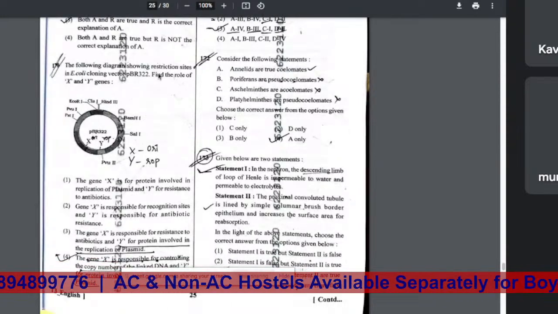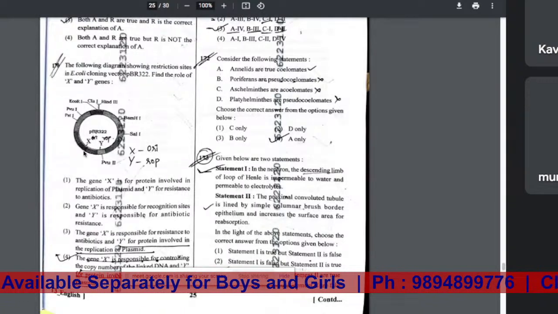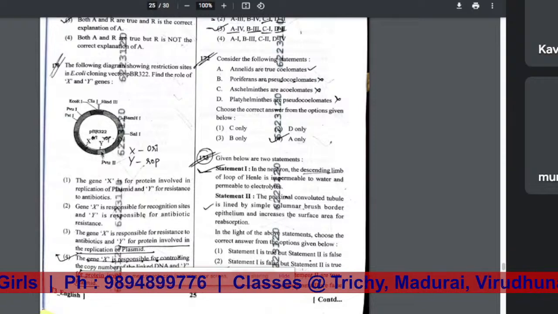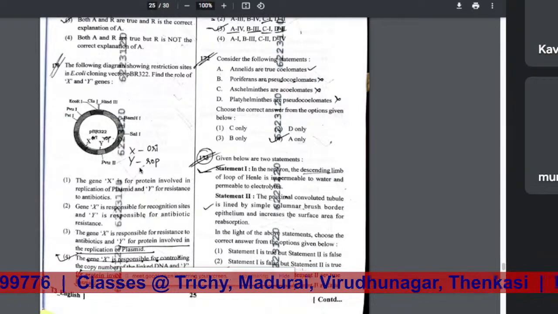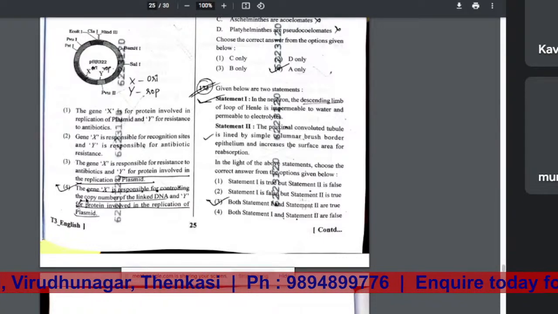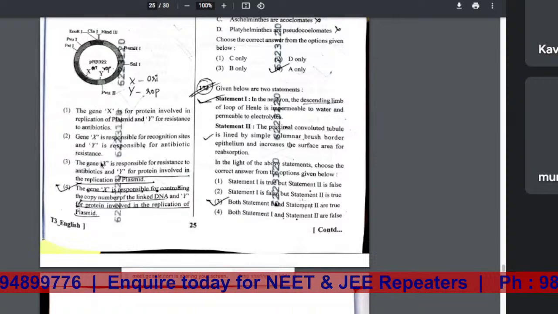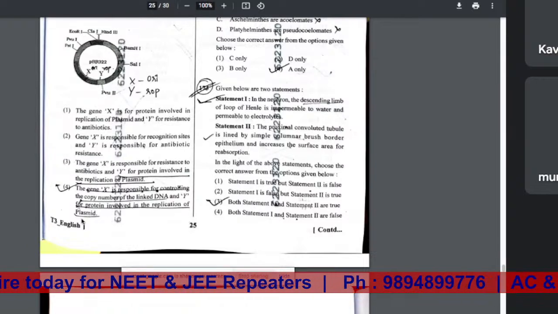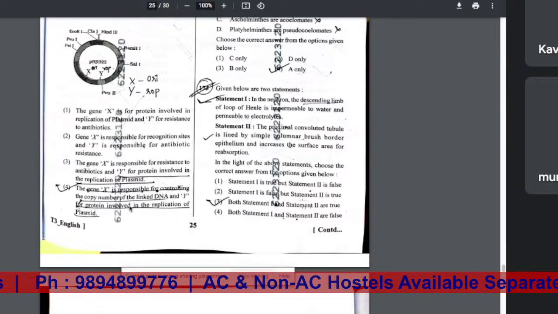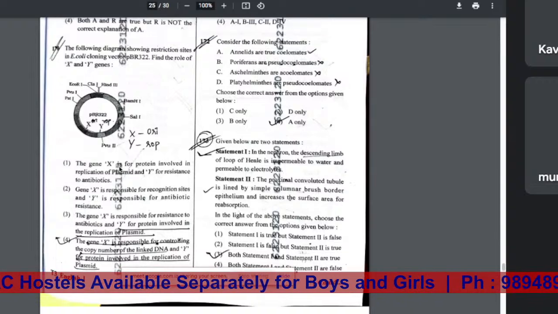The following diagram shows the restriction sites of a vector pBR322. If you look at it here, whatever is marked as X is the RE site as mentioned here. Whatever is marked as Y is the ROP site. You should know that the gene in the origin site is responsible for controlling the copy number. And whatever is there in Y is for the protein involved in the replication of the plasmid. So the ROP site produces the protein involved in the replication of plasmids. So option 4 is correct for 170.